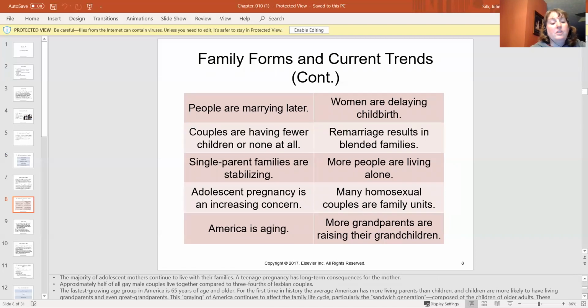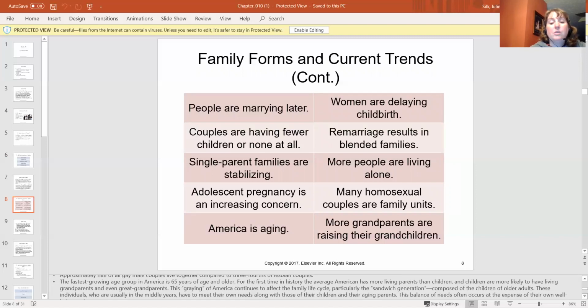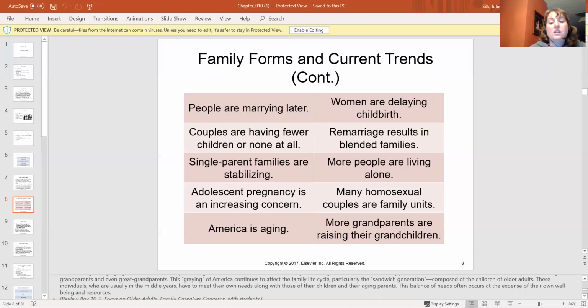The fastest growing age group in America is 65 years of age and older. For the first time in history, the average American has more living parents than children, and children are more likely to have living grandparents and even great-grandparents. This graying of America continues to affect the family's life cycle, particularly the sandwich generation, composed of children of older adults. These individuals, who are usually in the middle years, have to meet their own needs along with those of their children and their aging parents. The balance of needs often occurs at the expense of their own well-being and resources.